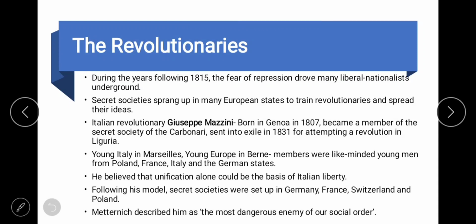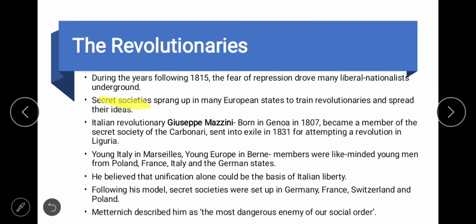So then come the revolutionaries. The revolutionaries start to emerge then. During the years following 1815, the fear of repression drove many liberal nationalists underground. What this means is that secret societies began. Secret societies sprang up in many European countries in order to train revolutionaries and spread their ideas. So, to be revolutionary at this time meant a commitment to oppose monarchical forms that had been established after the Vienna Congress. So it was not a very huge thing.